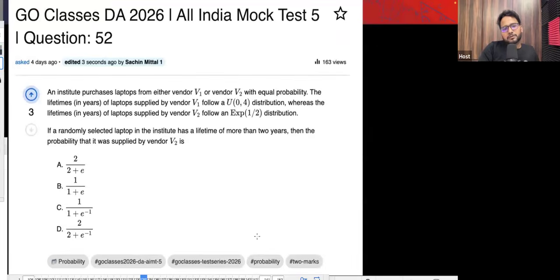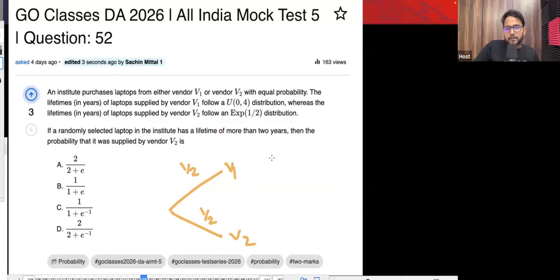Now let's see this question. This was also a good question. This was a probability question. They are saying that you can choose either vendor V1 or vendor V2 with equal probabilities, which means 1 by 2 probability here, 1 by 2 probability here.